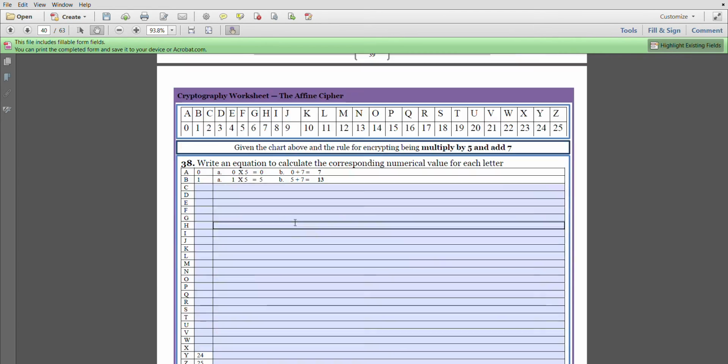Page 40. You are now going to use the affine cipher and write an equation to calculate the corresponding numerical value for each letter. So you write the original here, which for C would be 2, right? And then you're going to do the equation. So 2 times 5 equals what?